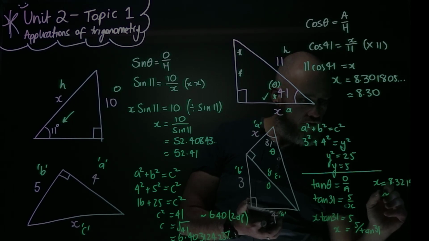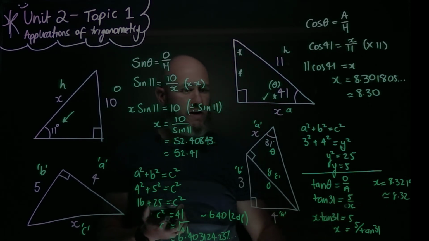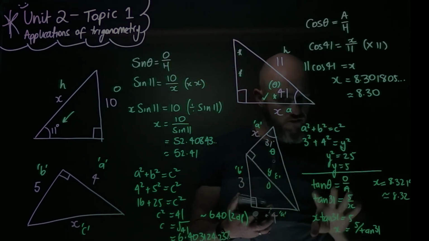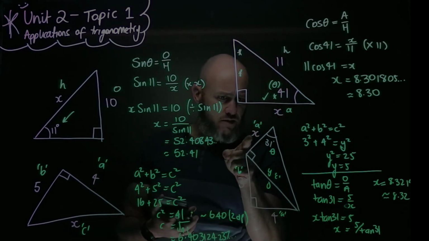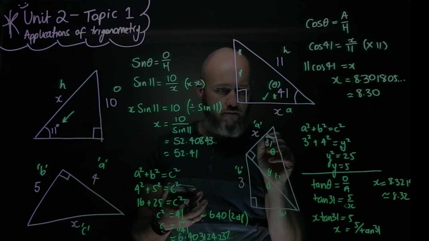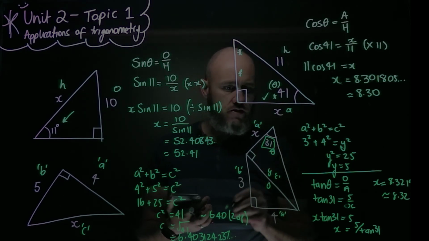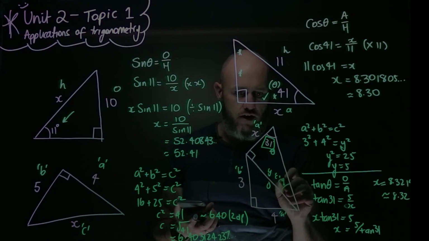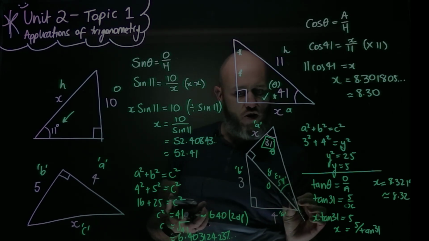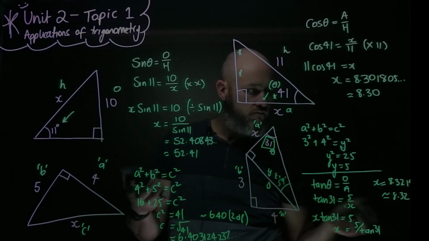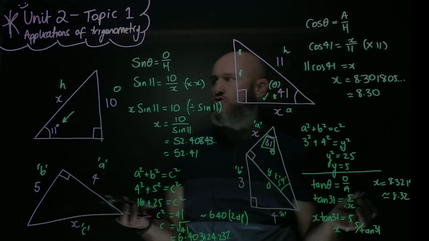8.3214... which I'm going to round down to 8.32 to 2 decimal places. So there's my answer. Now I should go back and just check, does this make sense? It's a tan ratio situation. Am I expecting this to be 8? Certainly doesn't look like it should be 8. But if this is 31, which is not to scale, this one here must be 90 minus 31, which is 59. So I'm expecting the side opposite the larger angle to be bigger. 8.32 is bigger than 5. I'm happy with that. That's a suitable answer.